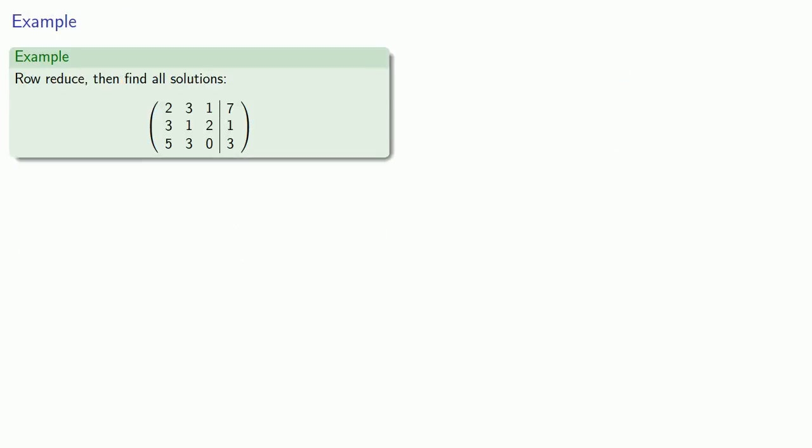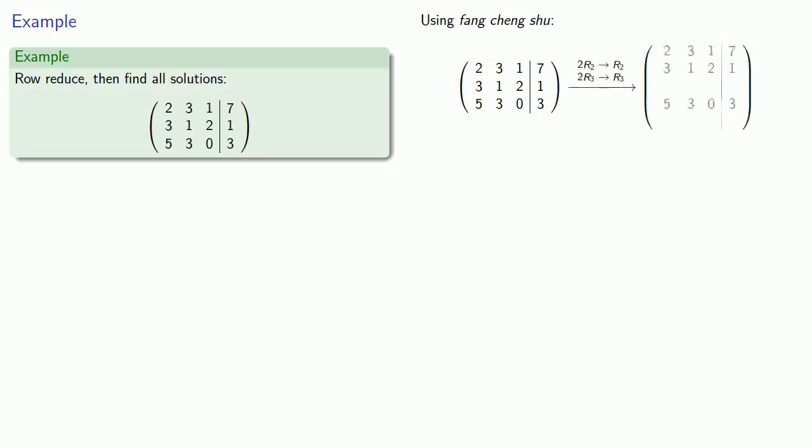While we won't be able to avoid fractions forever, we can delay their onset for quite some time, as this example shows. So we'll start with our augmented coefficient matrix. The first row pivot is 2, so we'll multiply the other two rows by 2. So if we multiply the second row by 2, we get 6, 2, 4, 2 as our new second row. And if we multiply the third row by 2, we get 10, 6, 0, 6 as our new third row.